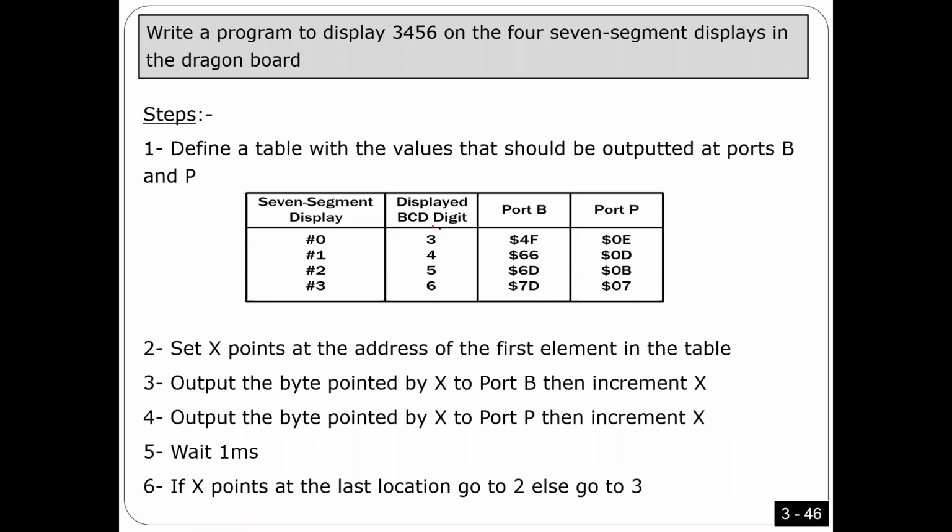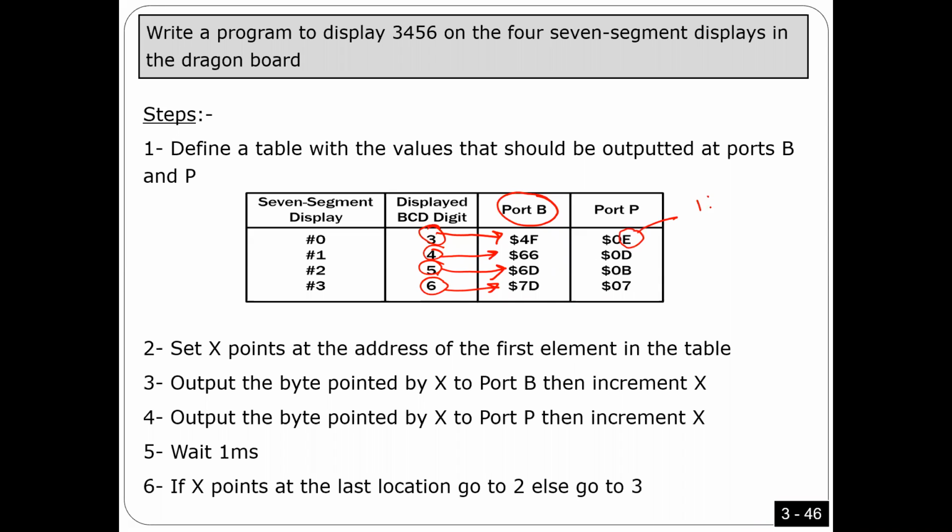I want to display this number, guys: 3, 4, 5, 6. If you want to display 3, this is the number you have to send to port P. This is the code for 3. This is the code for 4. This is for 5. This is for 6. Is that okay? Okay.